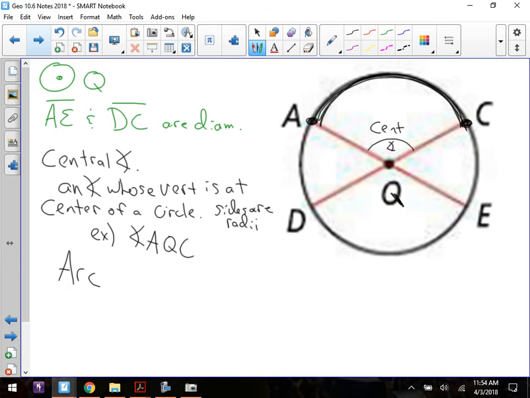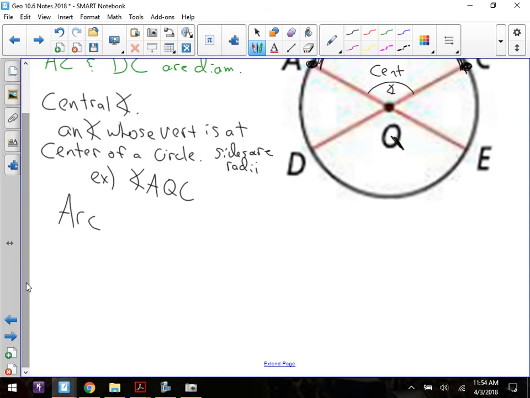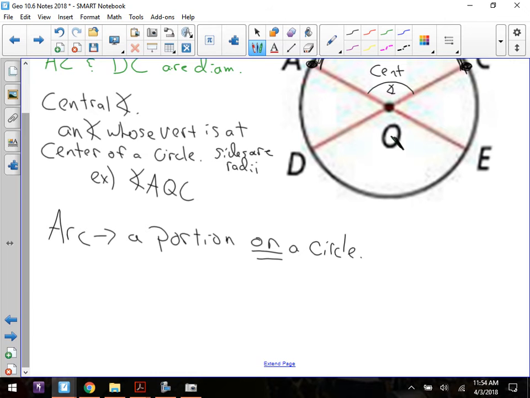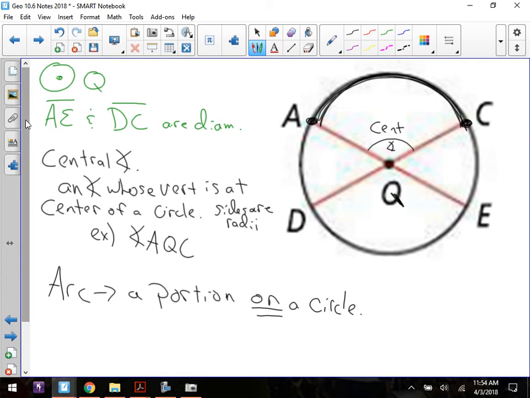Anyway, so you get this thing called the central angle. The central angle runs into an arc. An arc is a portion on a circle. It's part of the curve. Think of it that way.